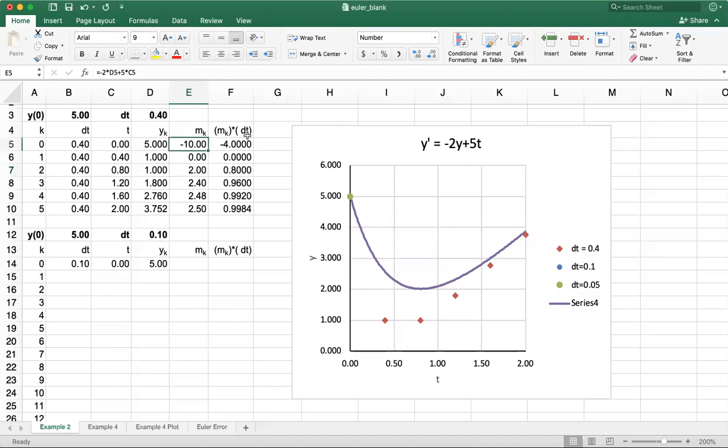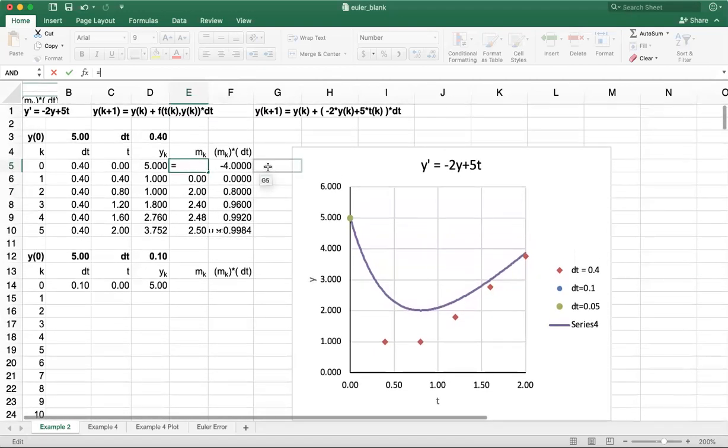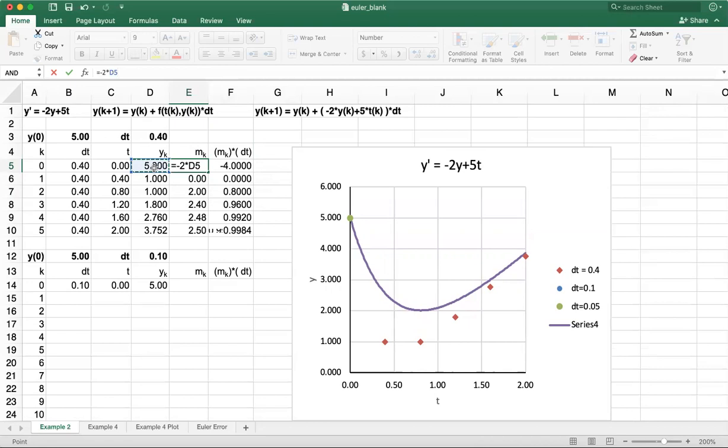Sure. So looking at m sub k, I'm going to just go ahead and do it one more time. So I always put an equal sign. That's so I can start a formula. Okay. The slope is supposed to be -2 times y. So -2 times, and then I click on the column for y. And then, because it's -2y, I do plus, and then 5, and then I'm going to click on the column for t. And so that gives me the formula -2y plus 5t.